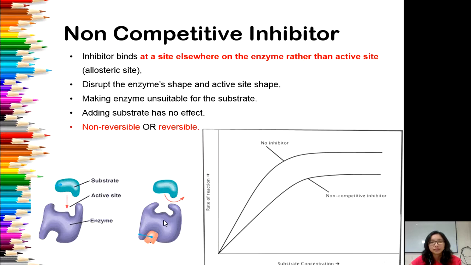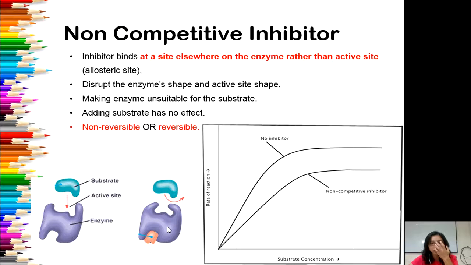Now, this is the curve, the graph. The graph looks like this. When there is no inhibitor, as the substrate concentration increases, the rate of reaction also increases until it reaches Vmax. But with the presence of non-competitive inhibitor, the rate of reaction will always be lower than when there is no inhibitor, like this, and they will not reach the same Vmax as normal, because adding substrate concentration will have no effect on the rate of reaction.